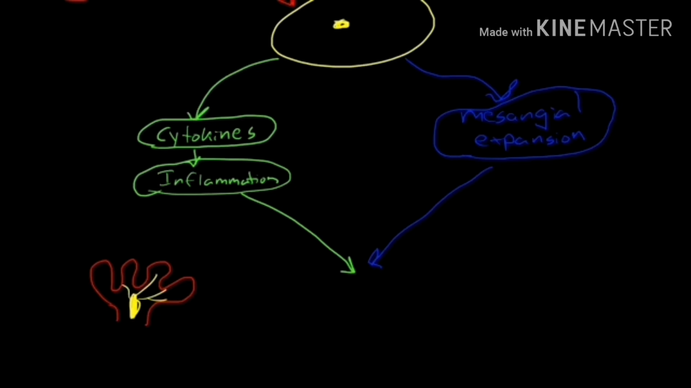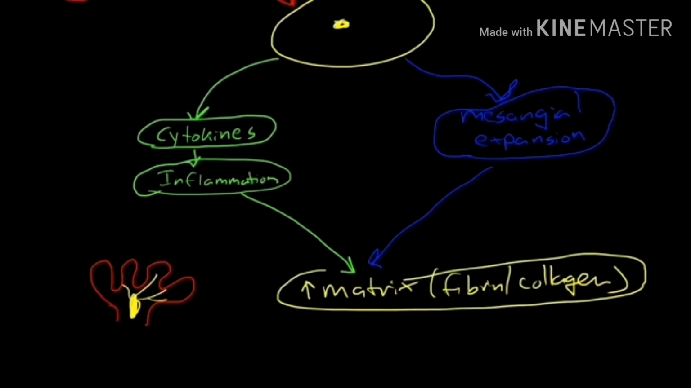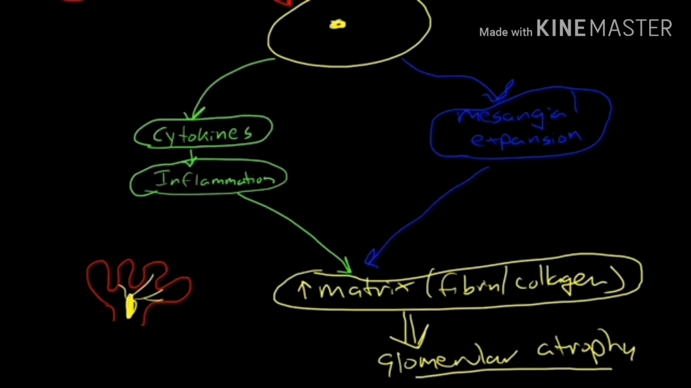So it's going to thicken this matrix, right? And what is this matrix made out of? Well, fibrin, collagen. Now, with increased fibrin and collagen within the glomerulus, we're going to start to have glomerular atrophy and dysfunction. Okay, the glomerulus will eventually become completely useless, and Bowman's capsule will be filled with fibrin and collagen and no longer be capable of filtering and beginning the process of creating urine.